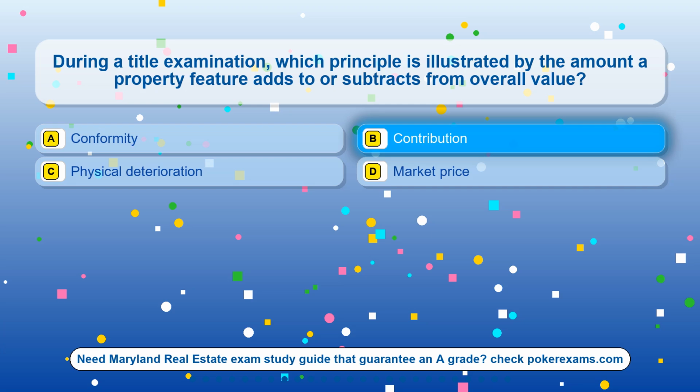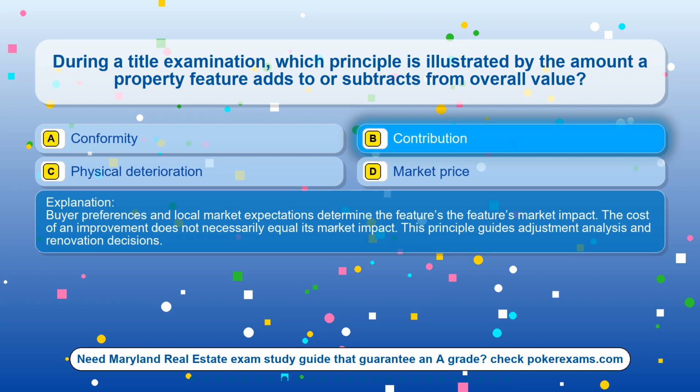The correct answer is option B, contribution. Buyer preferences and local market expectations determine the feature's market impact. The cost of an improvement does not necessarily equal its market impact. This principle guides adjustment analysis and renovation decisions.